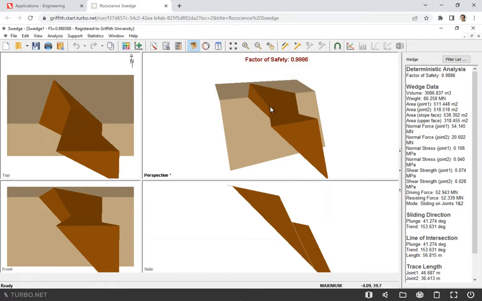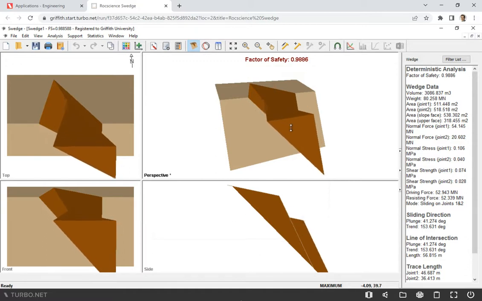Trend has a similar concept to dip direction, and plunge has a similar concept to dip, but we just don't use dip and dip direction for the line of intersection. That's why we use trend and plunge. The good thing about this software is that it is going to calculate the trend and plunge of this line of intersection. The only thing we need to provide is the dip and dip direction of these two major planes, the ones that will form this wedge that will go down at some point.